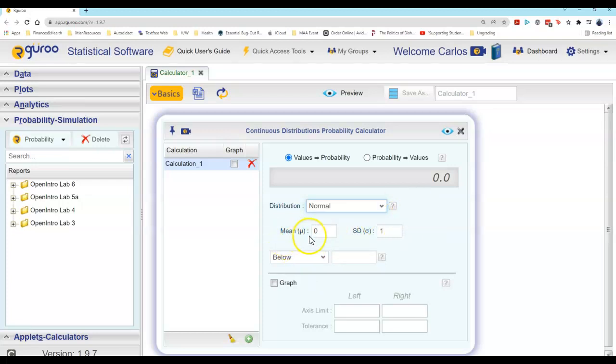The next thing to make sure of is that the mean is set to 0, because in our class we are always corresponding probabilities to the standard normal distribution curve, which has a mean of 0 and standard deviation of 1. And then the last thing we need to fill in is what z-score we want to find the area under the curve for values less than our given z-score, which in this case is below.